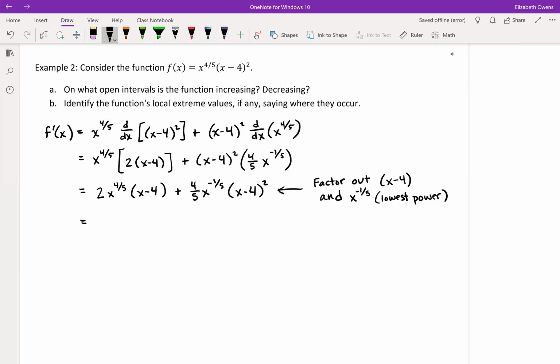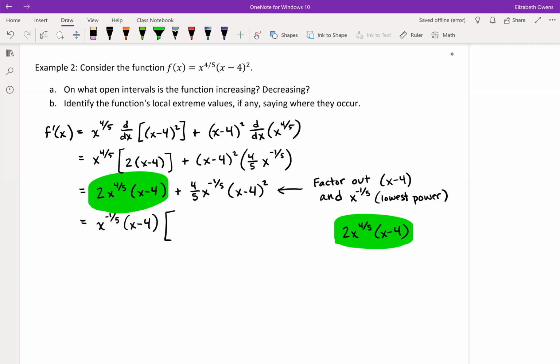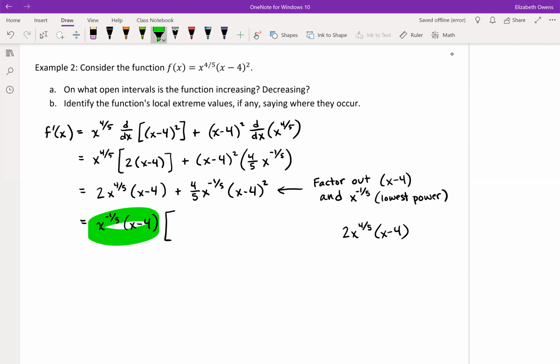And let me write that out front here. Take out x to the negative 1/5 and x minus 4. All right, and then we'll have to see what is left over. So if you're maybe dodgy sometimes on taking out more complicated factors like this, the trick is to take your original term. So for this first original term, that would be 2x to the 4/5 times x minus 4. And then we're going to divide that by whatever we just factored out. And that'll give us whatever is remaining.